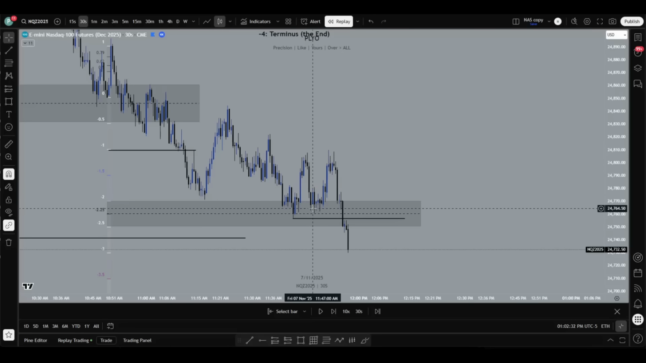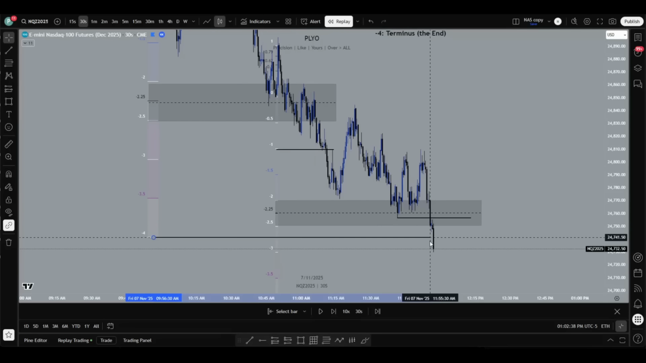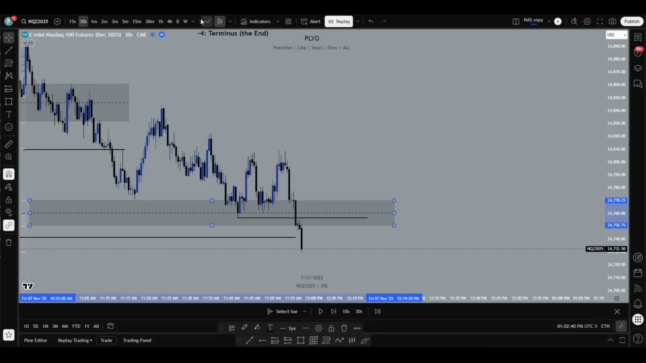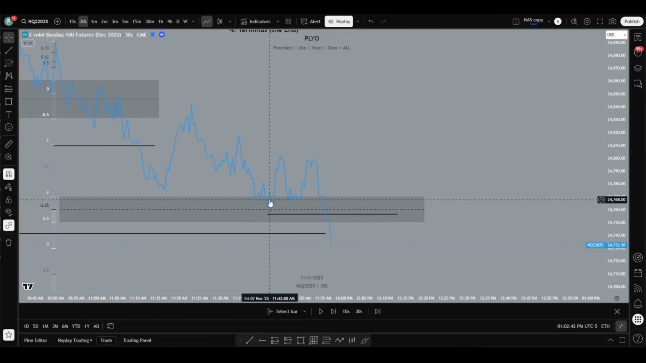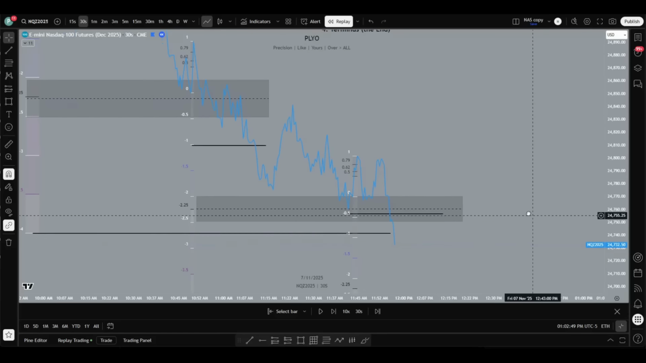Now, in this case, not only did we hit this one, but we hit this one as well, because we stopped at -1 of the parent leg. And then, boom, we dropped down to -4 of this. What do we also have now is a bearish standard deviation leg like this. This one would also be another mini leg.